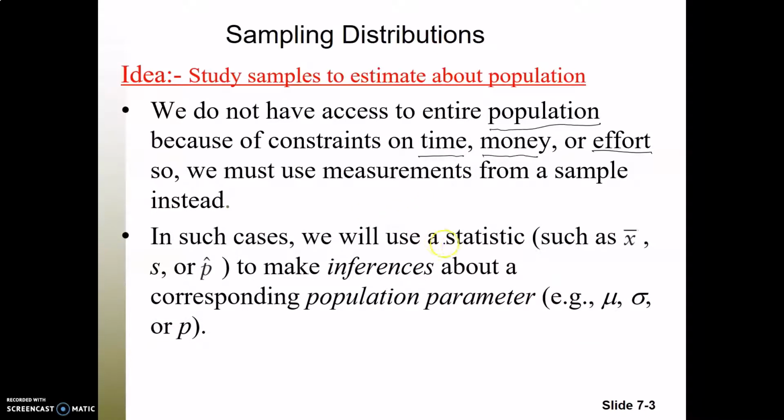So in such cases, we use sample statistics, sample mean, sample standard deviation, and sample proportion to make inferences. That's a word we need to understand. Inference means to make a conclusion, to draw a conclusion about something. We draw a conclusion about the population based on the sample, right? In such cases, we use statistics such as the sample mean, sample standard deviation, and sample proportion to make inferences about the corresponding population parameters like the population mean, population standard deviation, or population proportion.